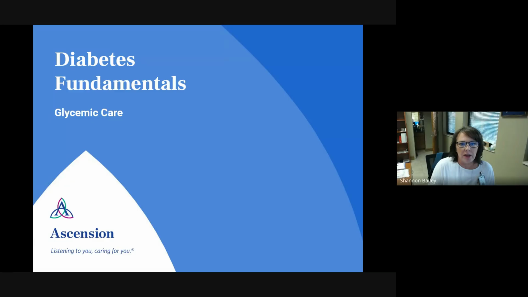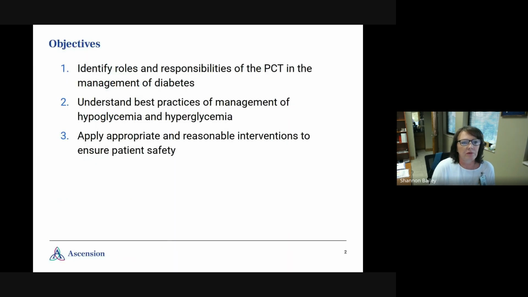And today I am going to present diabetes fundamentals and inpatient glycemic care for the patient care tech. So the objectives for today is to identify some roles and responsibilities of the patient care tech in the management of diabetes, understand the best practices of management of hypo and hyperglycemia, and apply appropriate and reasonable interventions to ensure patient safety.